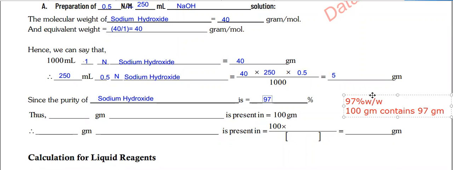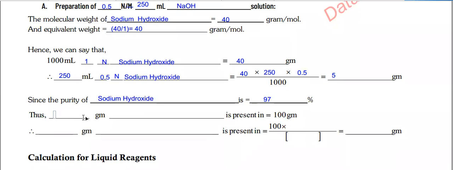So we have to calculate the purity, because if we take 5 gram from the original container, it will not provide us exactly 5 gram of sodium hydroxide, since the purity is 97%. That means if we take 100 gram, we will get 97 gram. If we take 5 gram, we will not get 5 gram, but less than 5 gram. So we have to calculate the amount that must be taken from the container, which will provide us exactly the 5 gram of sodium hydroxide for the preparation of our intended solution. Okay.